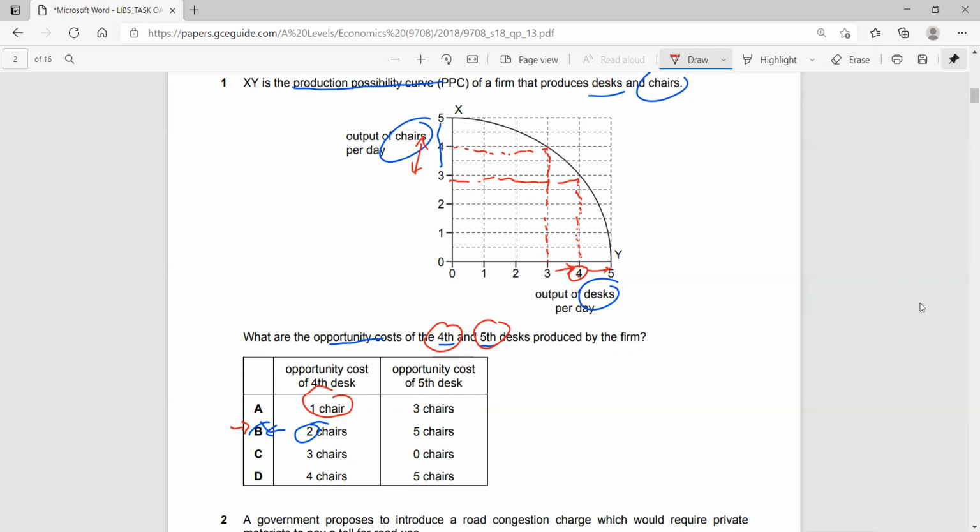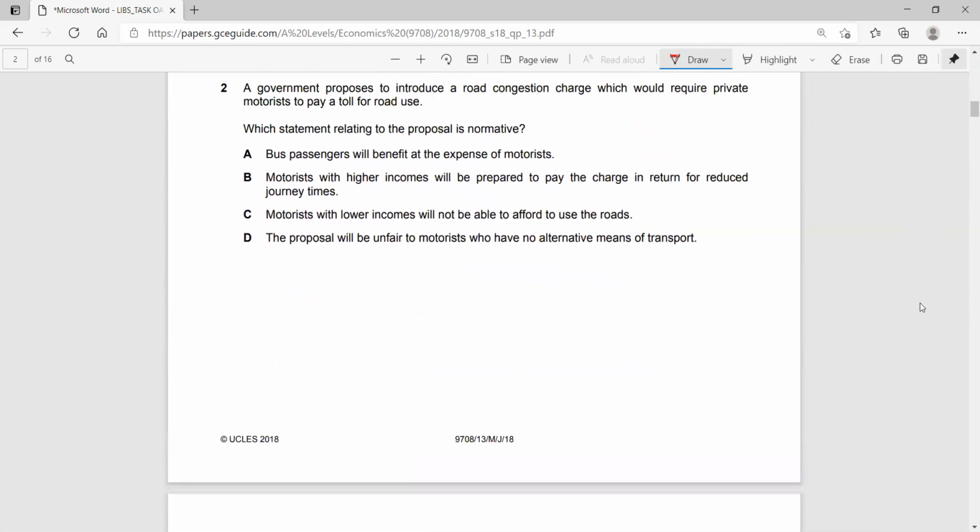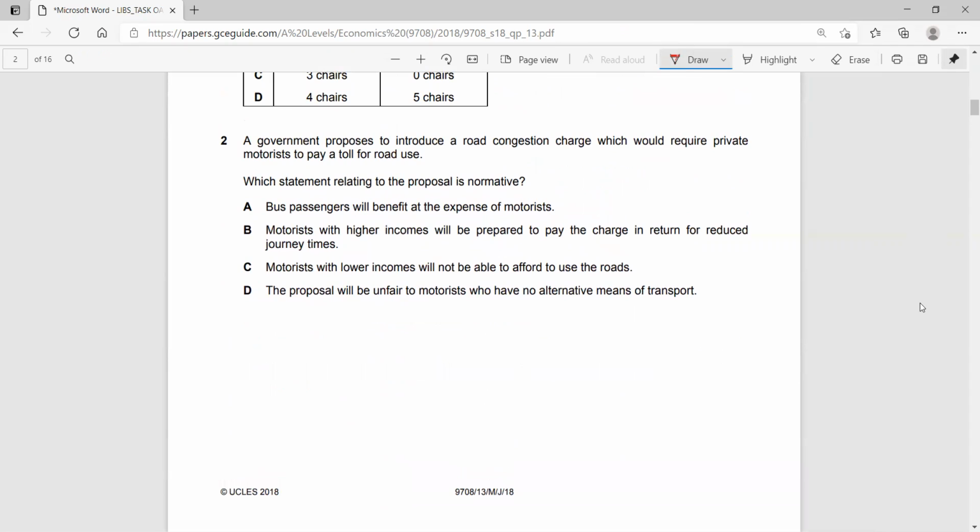The fifth desk then is just going from 4 to 5. And at this point, you have 0 chairs. So it's going from 3 to 0. So the opportunity cost is 3 chairs. And that's why you have A. So a simple question, but just because people didn't focus on the phrasing a bit, most people got it wrong. So do pay attention to phrasing whenever solving such papers.